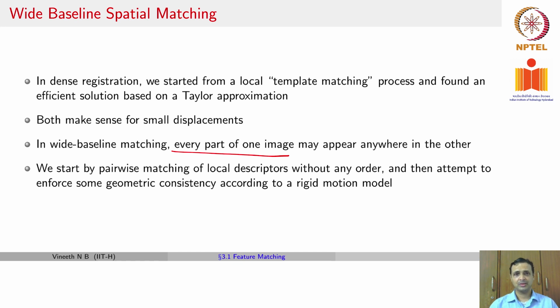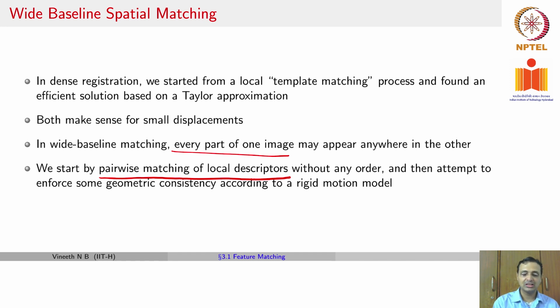How do we go about this? The key intuition is going to be, we start by pairwise matching of local descriptors. So you have a bunch of key points in image 1 and a bunch of key points in image 2. For each of these key points, you have a descriptor. You now match those descriptors with the descriptors of all key points in the second image. Wherever you have the best match of descriptors, you're going to say that this point in image 1 is likely to match with a certain point in image 2. And these points could be at completely different coordinate positions in the first image and the second image. So we start by pairwise matching of local descriptors with no other order imposed.